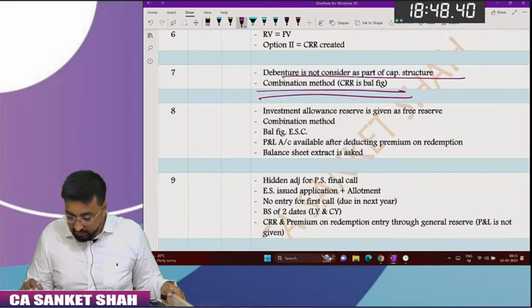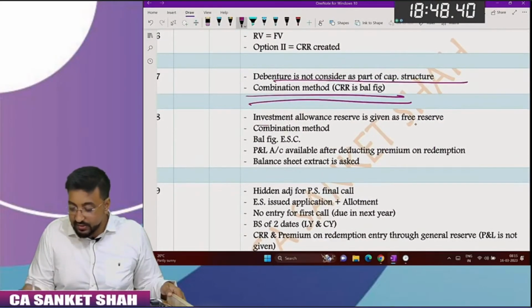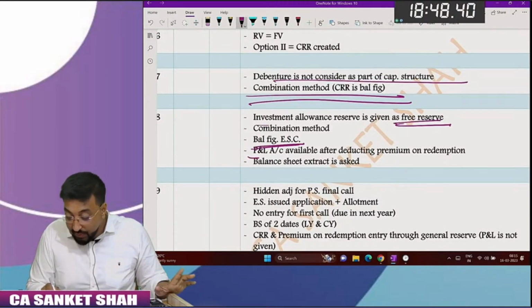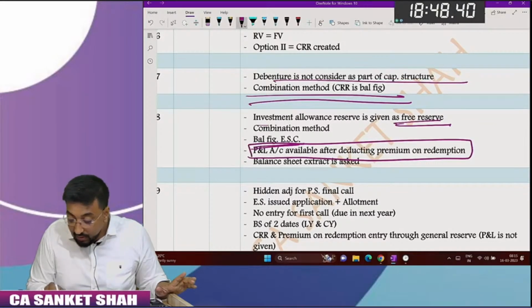Yes. See, investment allowance reserve is given as a free reserve. Combination method, balancing figure is equity share capital, and सबसे important, P&L is available after deducting premium on redemption.